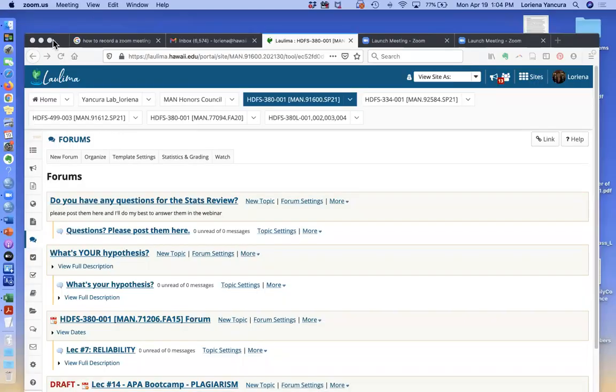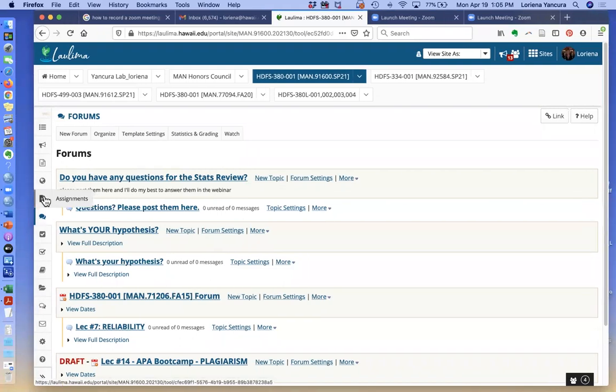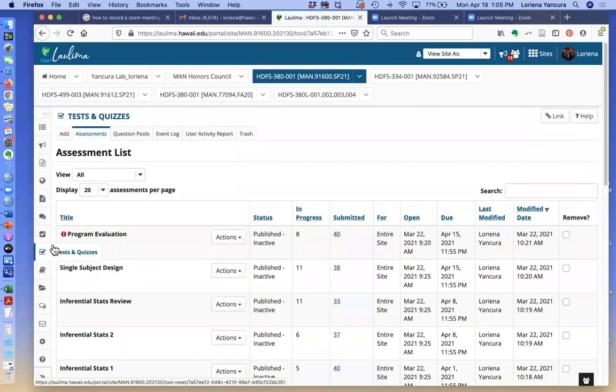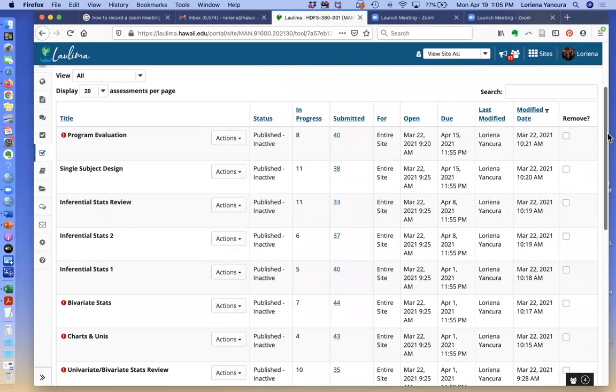Then the second thing I'm going to do is share my screen. Okay, here we go. This Laulima looks a little bit different than your Laulima because it's my super special Laulima. But we still can see mostly the same thing. So we're working with the tests and quizzes. And let's just go ahead and start in order.